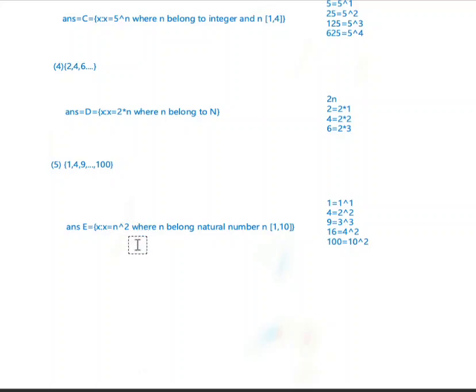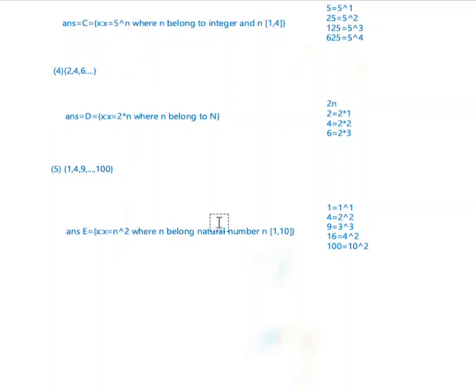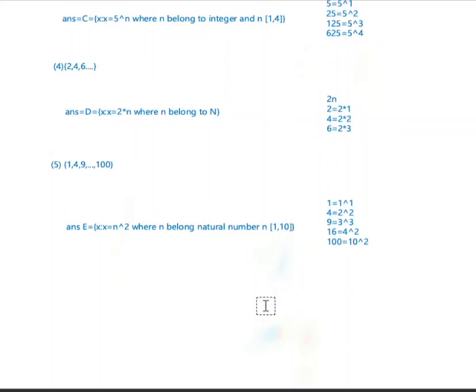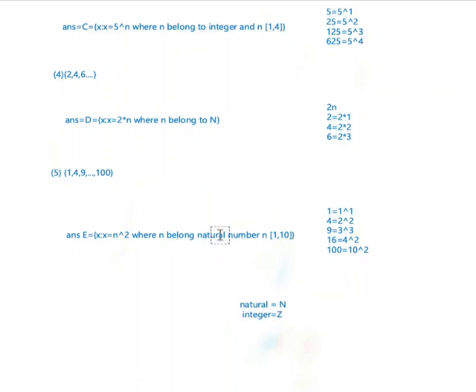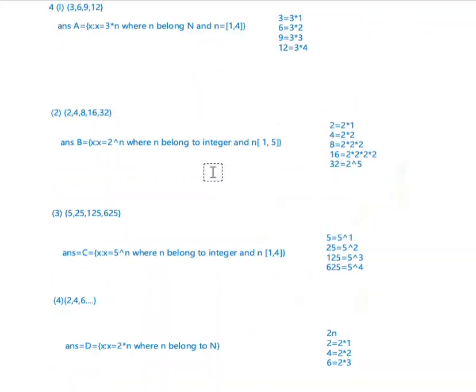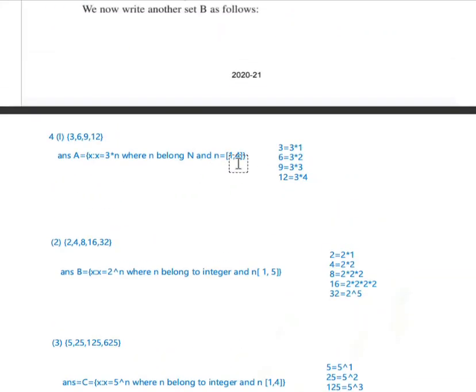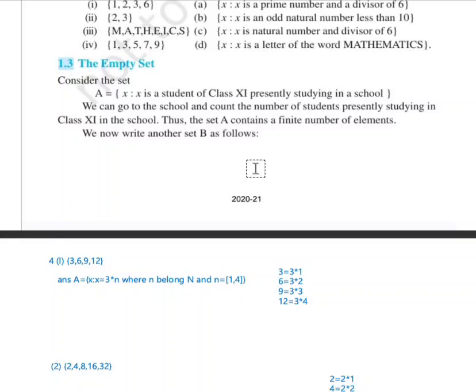So here is a common representation. We can represent natural number by capital N and integer by capital Z. So this is the way we represent them. Here for natural number we write capital N, and for integer we write Z, and here also Z. So you can substitute the value. So in this way we have covered the third and fourth questions.